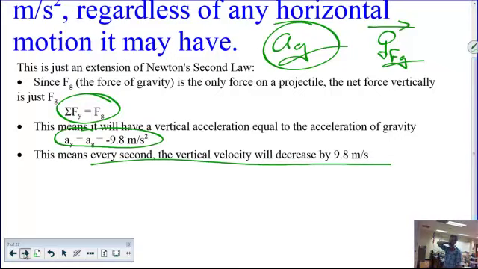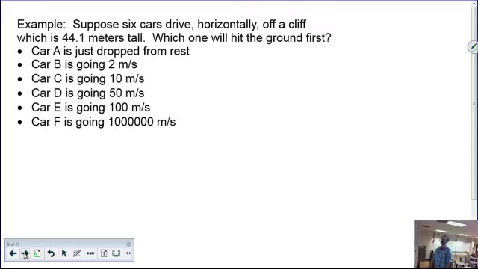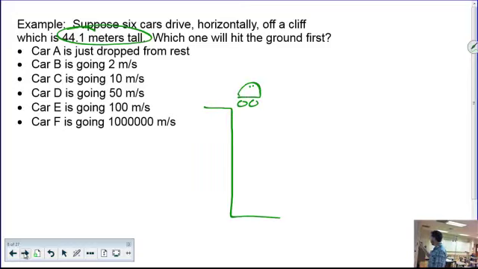To paint that into an example, suppose we've got 6 cars that drive horizontally off of a cliff that's 44.1 meters tall. Which one's going to hit the ground first? Well, 44.1 meters. Where did I get that? Let's suppose we've got car A that we're just going to drop off a cliff, and it's going to fall down.